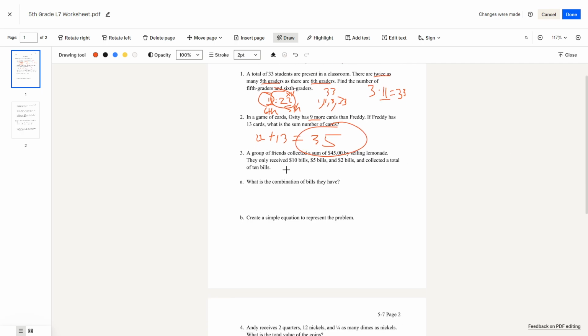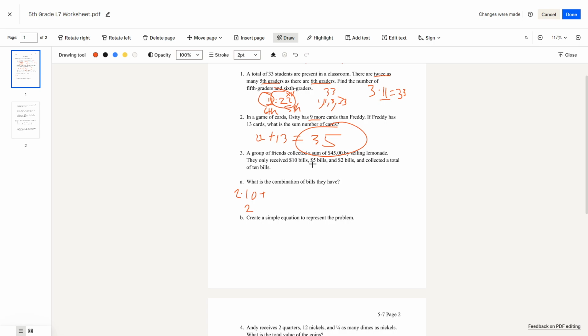A group of friends collected a sum of $45 by selling lemonade. They only received 10, 5, and $2 bills and collected a total of 10 bills. What is the combination of bills that they have? So here, all we need to do is use the guess and check strategy again. They have a total of 10 bills, so we can guess. Let's start with the guess of $20 of $10 bills, or we can write 2 times 10, which is 20, and we have 2 bills here.